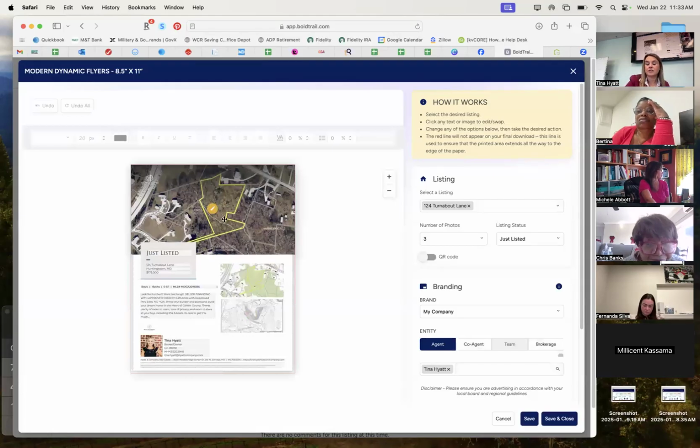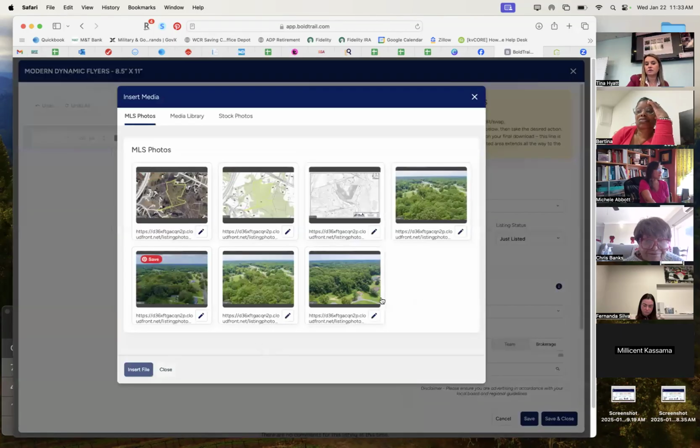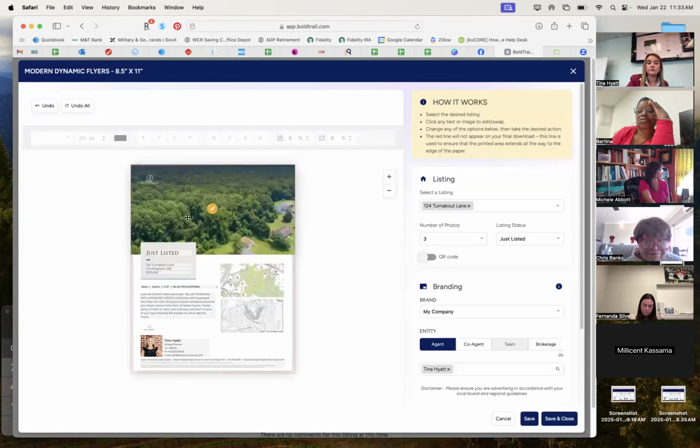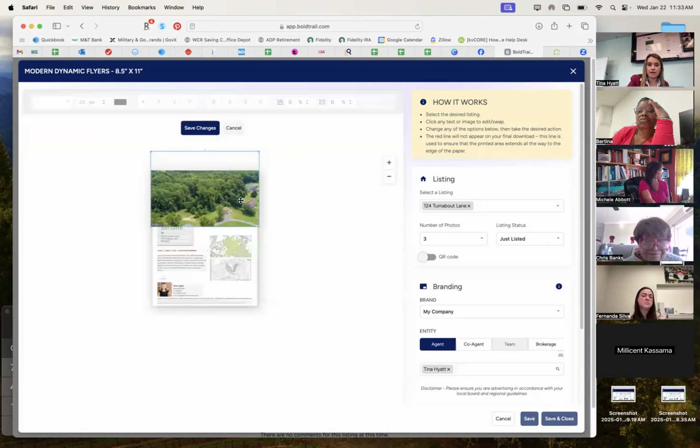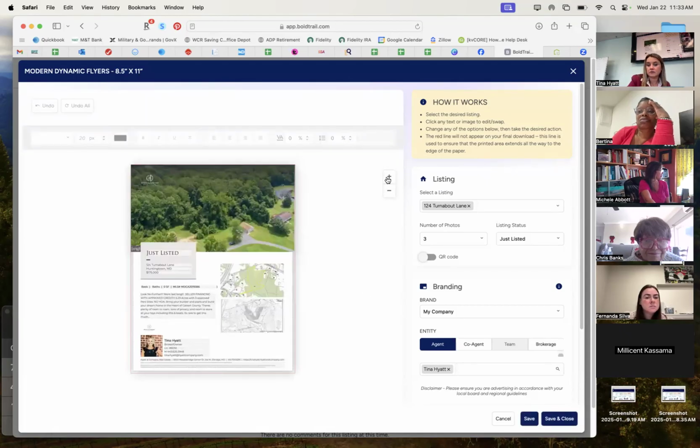See, it pulled in different images. That's because there were different images for it to choose from in the MLS. So if I click swap image, here's all the other images. Maybe I want this image as my cover photo, my big photo. So I can change that. I can crop it, edit it, move it around however I want. Save changes. There's my new flyer, right?